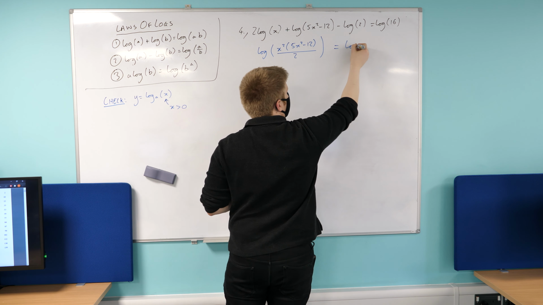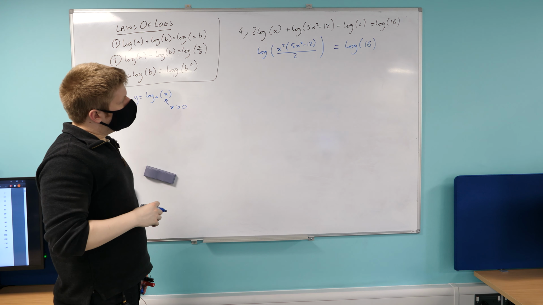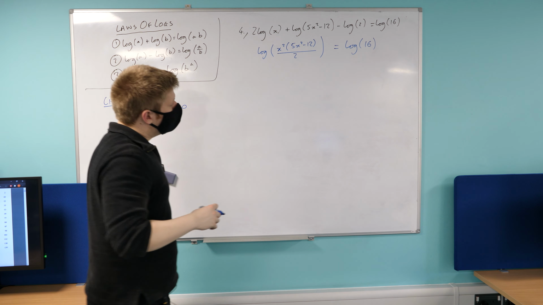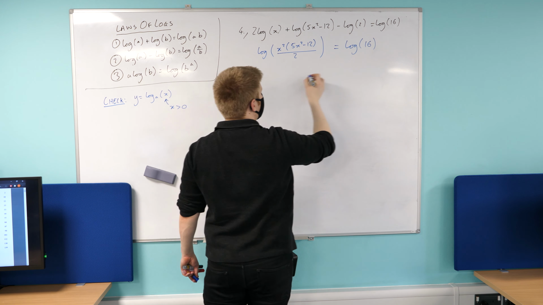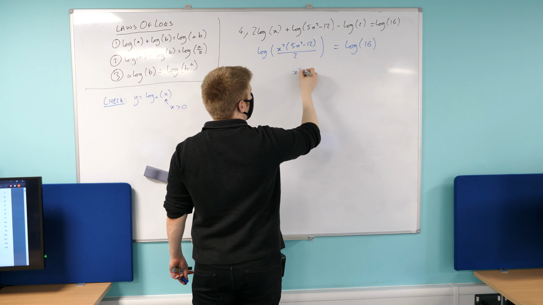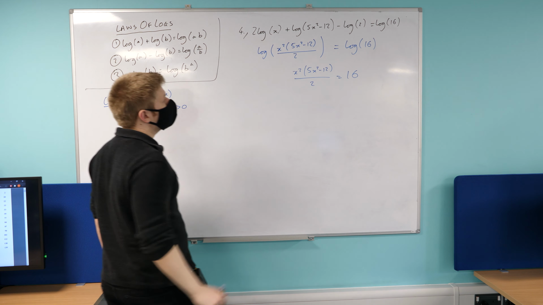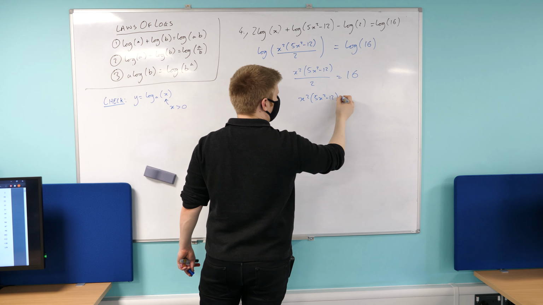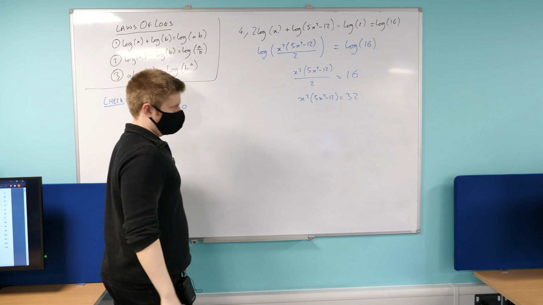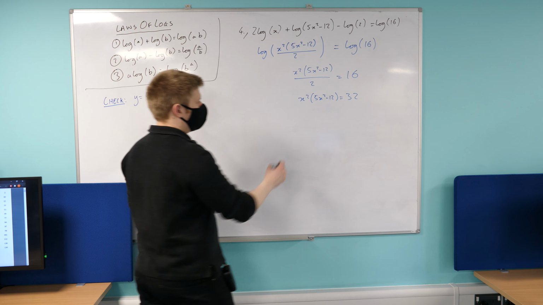Okay, now what? X squared log of 5x squared minus 12 over 2 equals 16. Okay, good, so in other words you notice that is equal to that. So x squared times 5x squared minus 12, all divided by 2 equals 16, good. And multiply 2 by 16. Okay, so x squared times 5x squared minus 12. Perfect, well done. Then 5x to the power 4. Good.